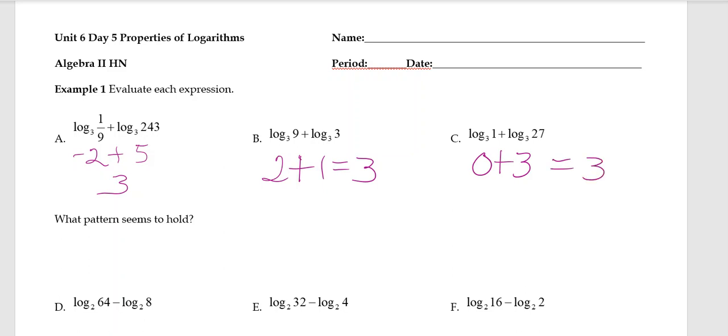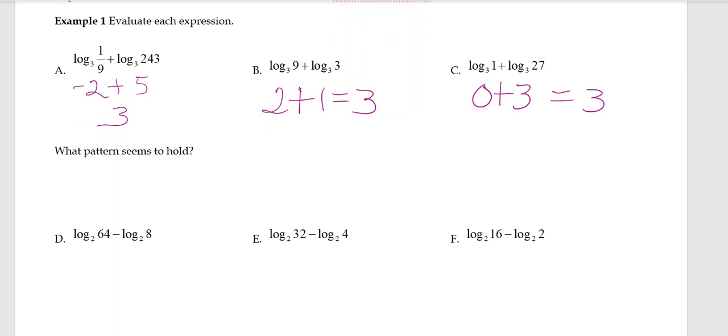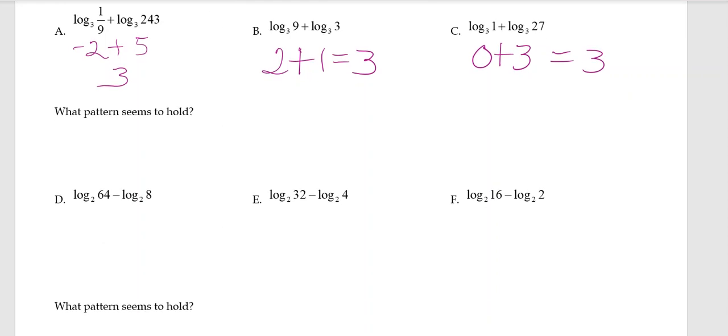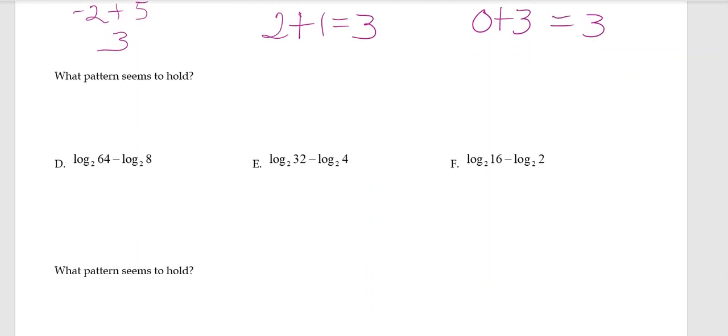So it says, what pattern seems to hold here? I'm going to hold off on answering that question because I think the pattern you're going to say is, oh, everything equals 3. But that's not really the one we're looking for. So let's go ahead and do some more. So all these were addition. Okay, keep that in your mind. All these are subtraction that are going to be next. Let's do all these and then we'll see if we can pick out a pattern.